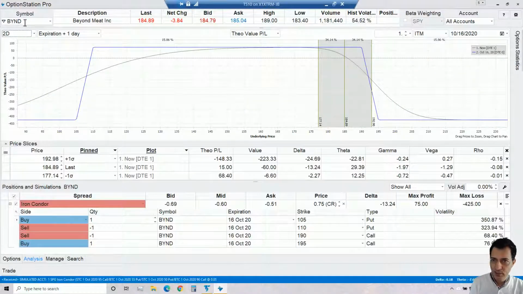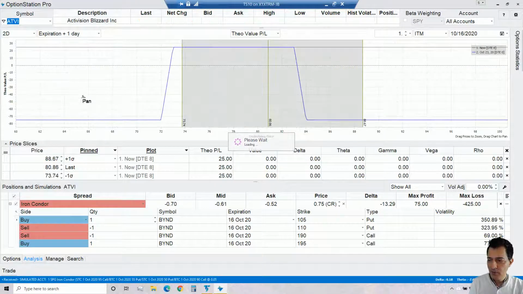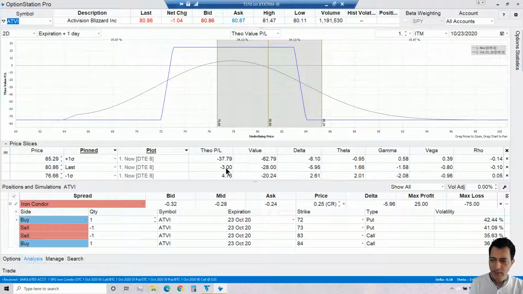When it comes to the P&L of this trade right now, if you were to look at the real-time P&L, right now it is looking like -$3. So it's looking a little tiny negative.